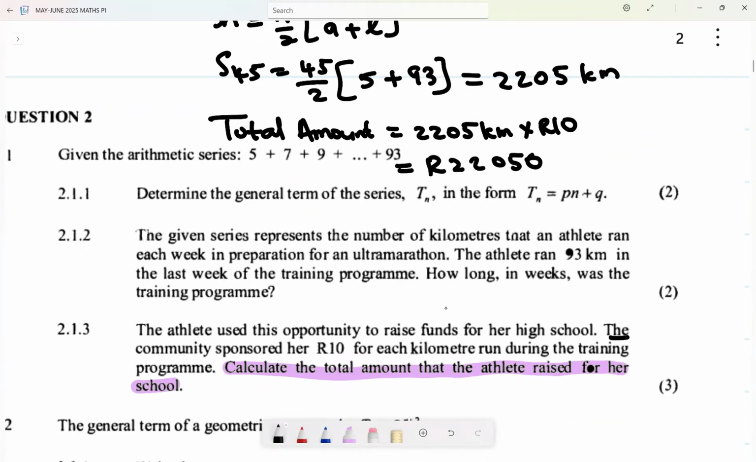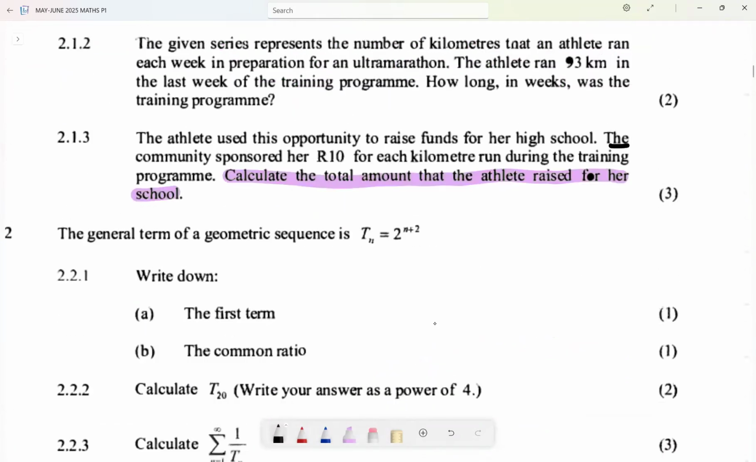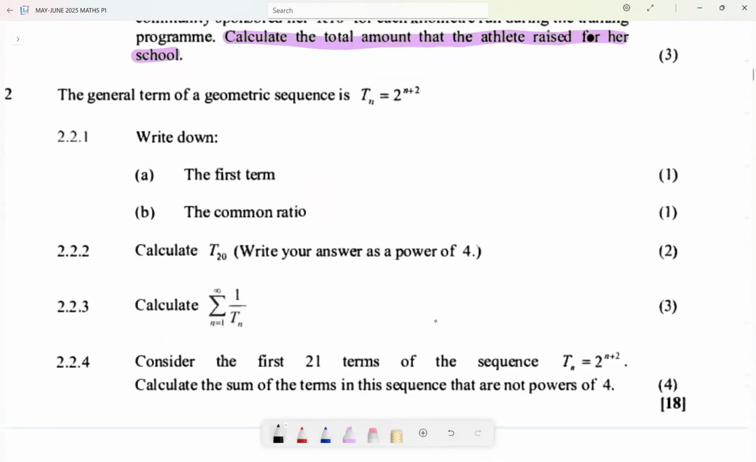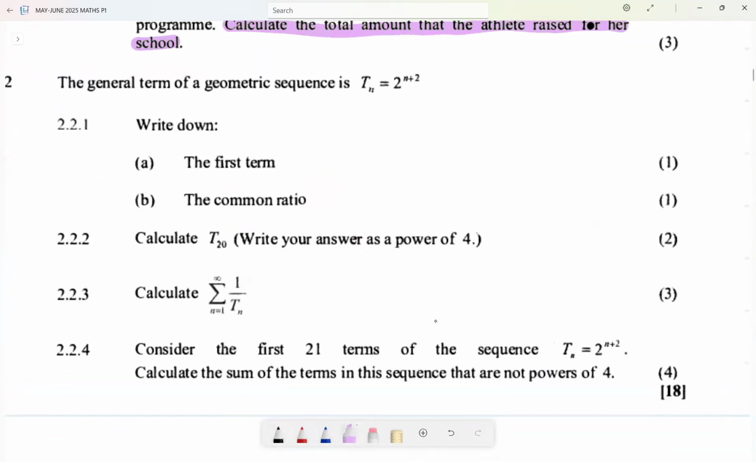If you spot any mistake, just know that it might be that mistake, but the analogy or the steps are the same. Okay, the steps are the same. Moving on to 2.2, it says now we are considering the general term of a geometric sequence. Write down the value of the first term. They want term number 1. Term number 1 is going to be 2 to the power of 1 plus 2, which is 2 to the power of 3, which is 8. So term number 1 is just 8.